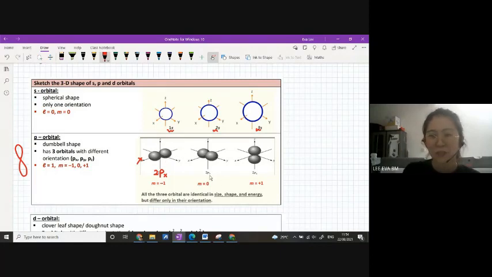If this one is 2py, that means this dumbbell, this orbital, lies along the y-axis. Then we call it py orbital. If you want to name it 2pz, then you lie along the z-axis. For all these x, y, z, you can put this one as -1, this one 0, this one +1. Madam can also shuffle.